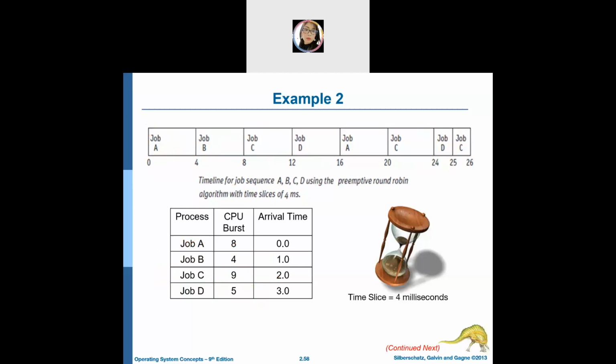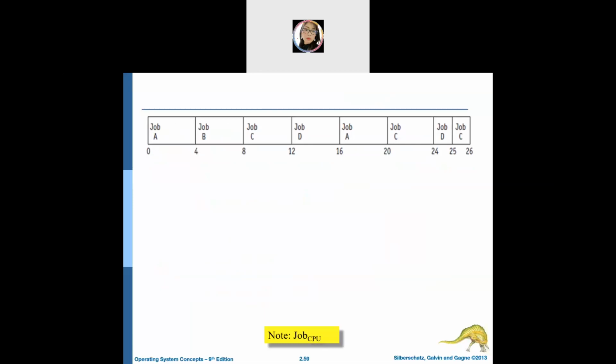Okay. So after you have the scheduling chart, it's easier for you to calculate the waiting time and also the turnaround time. So, waiting time.